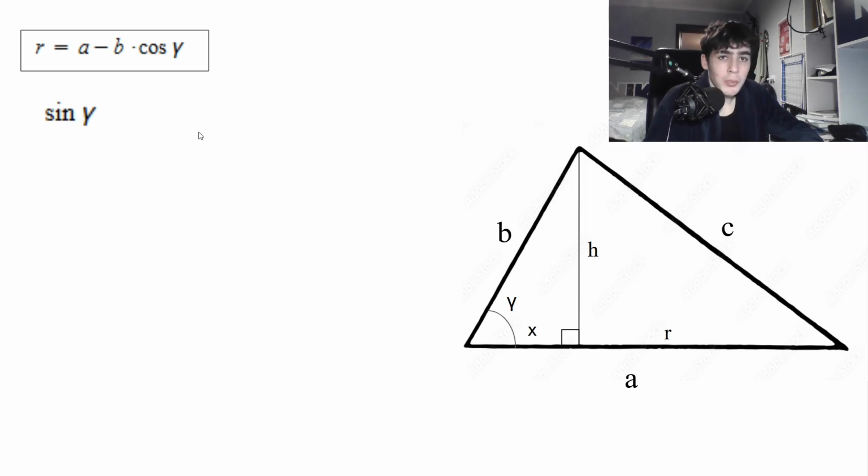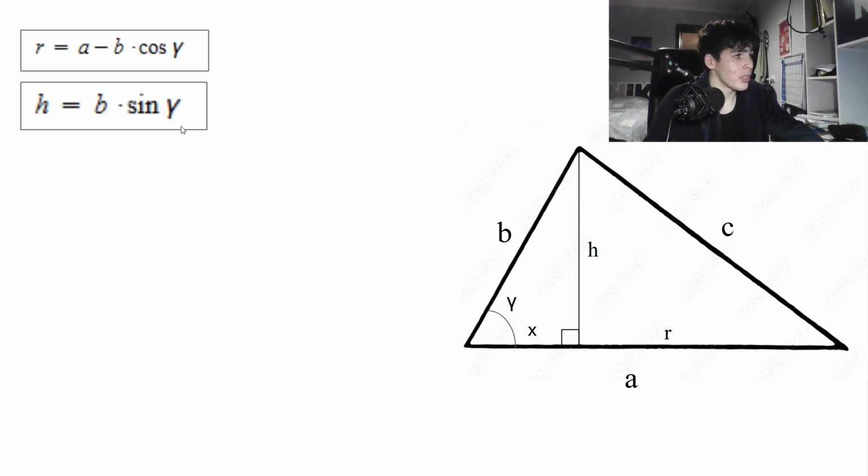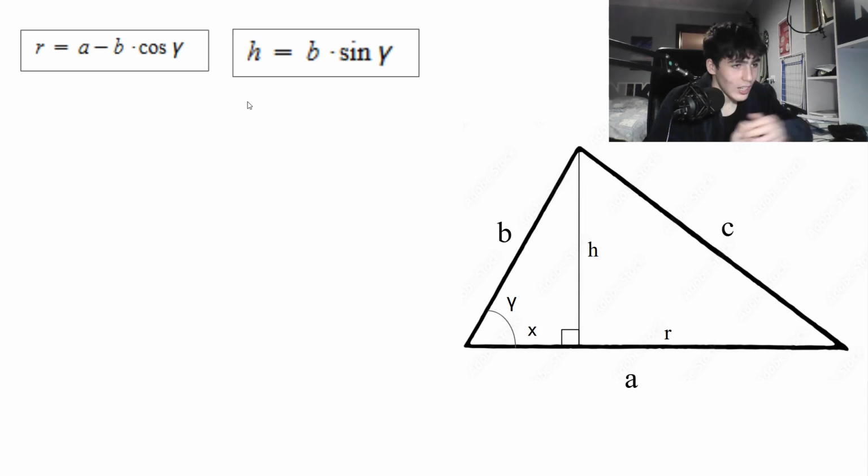Okay, now, once again, let's look at this tiny triangle and look at sine of gamma. Sine of gamma in this triangle is the opposite side of this angle divided by the hypotenuse. So this will be h divided by b. And we can rewrite h as b times sine of gamma. That is really cool. So let's delete everything here, put it in a box, and move it up here. Okay, now we have two important things. What are we supposed to do with these?